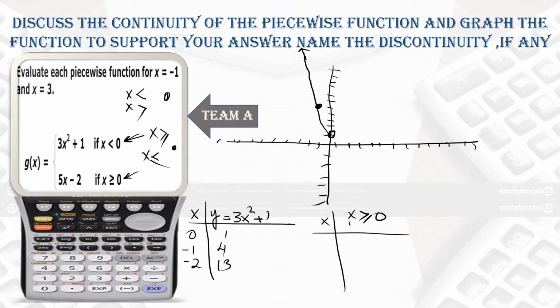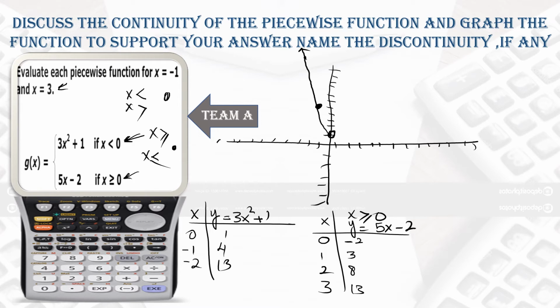Now you have to use the equation 5x minus 2. So you will start from 0 and take the bigger numbers, 1, 2 and 3. Why am I writing till 3? Because they are asking us to read the graph at 3 also. So if I put 0, I will get -2. If I put 1, I will get 3. If I put 2, I will get 8. And if I put 3, I will get 13.